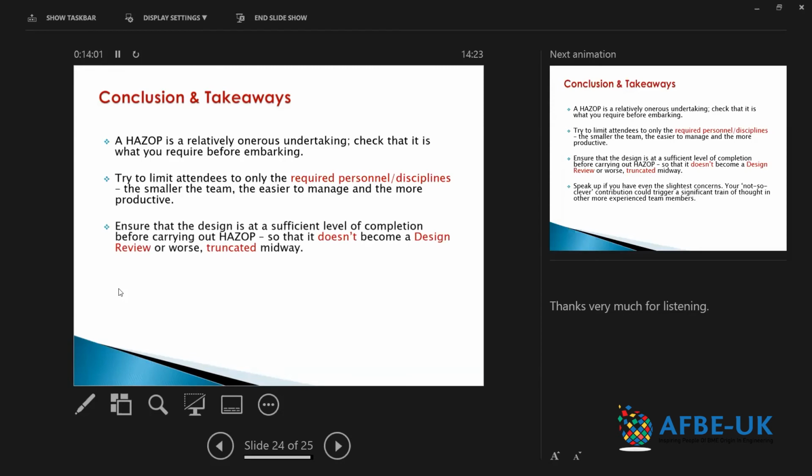You want to ensure that the design for the HAZOP is at a sufficient level of completion before HAZOPing. I have been in more than one, more than two HAZOPs where the HAZOP has been stopped because there are too many question marks around the design, even down to certain design parameters. So make sure that P&IDs are issued to the revision for design.